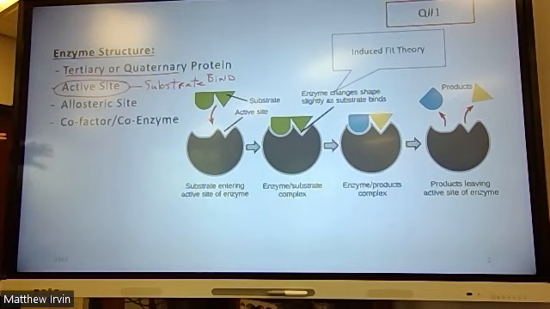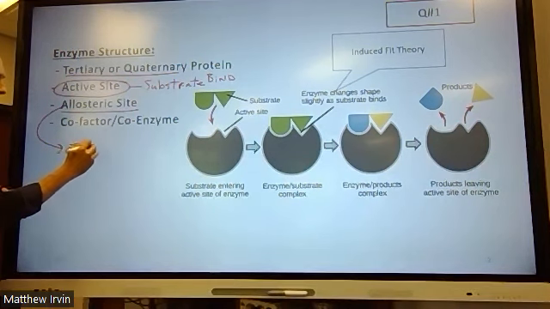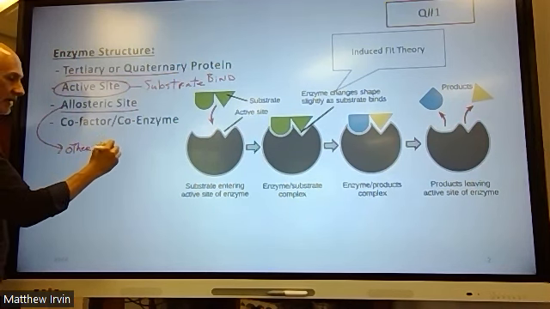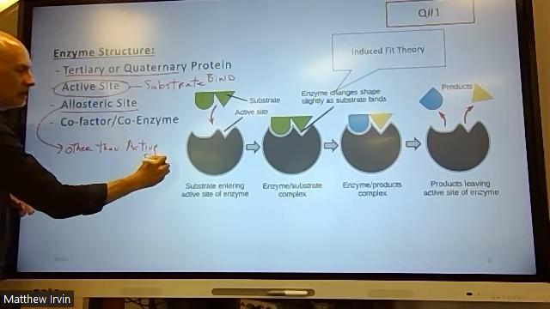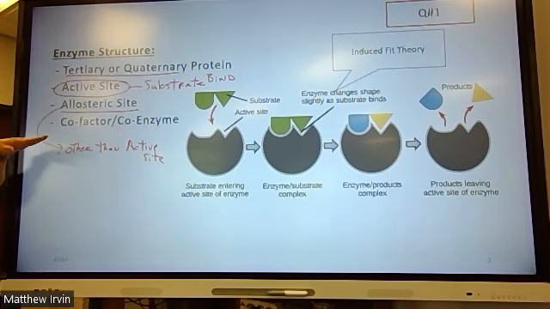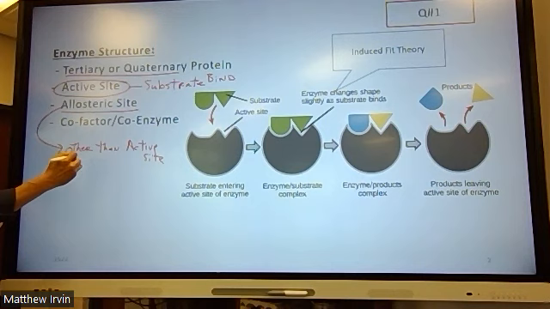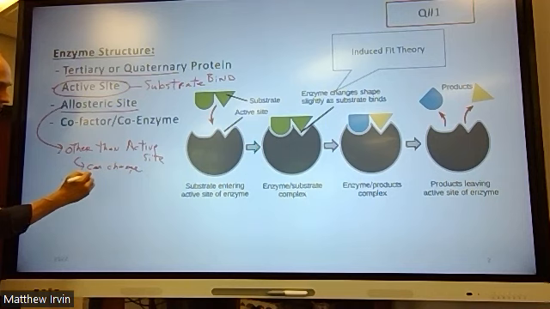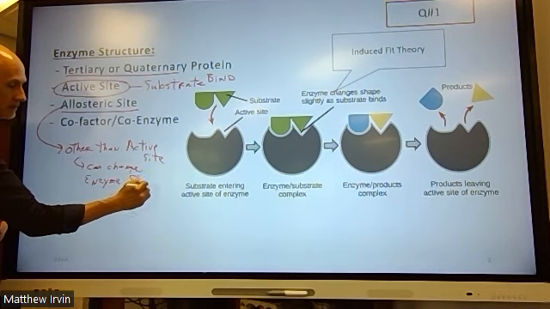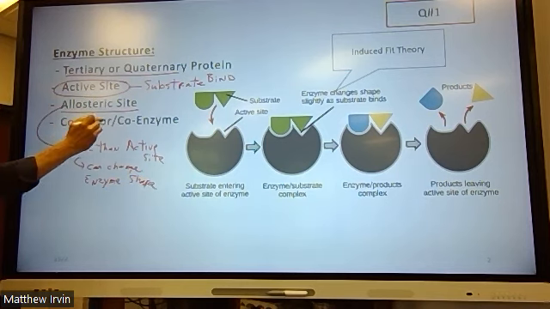We also have some other parts of the enzyme. We can have allosteric sites. These can be on other areas other than the active site that things can bind to. And then that can potentially change the shape of the enzyme. And that can change it into the active form or into the inactive form. And so this is a regulatory mechanism.